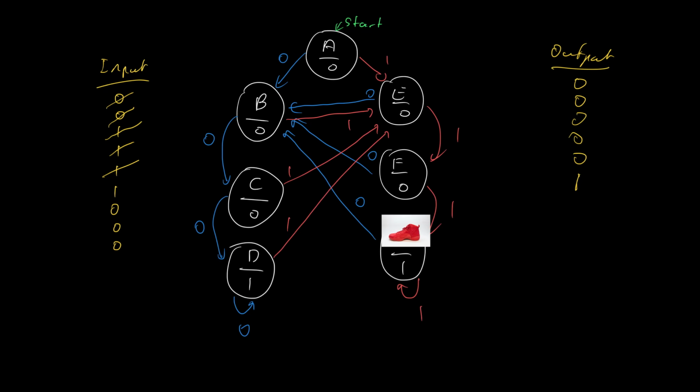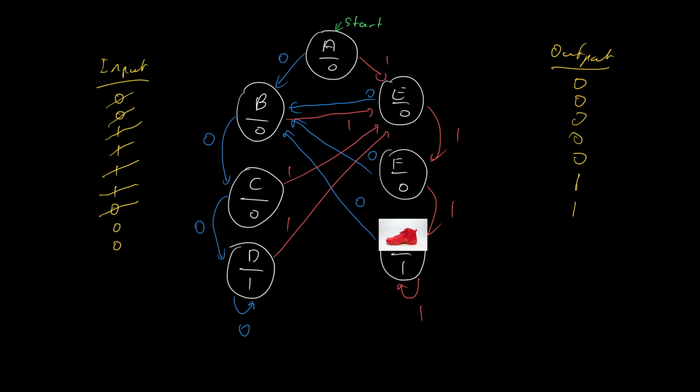Same thing, I have a 1 here, so cross it off. I move my marker, zoom, but I'm back to where I started from. That's fine, nothing wrong with that. And my output is still a 1.